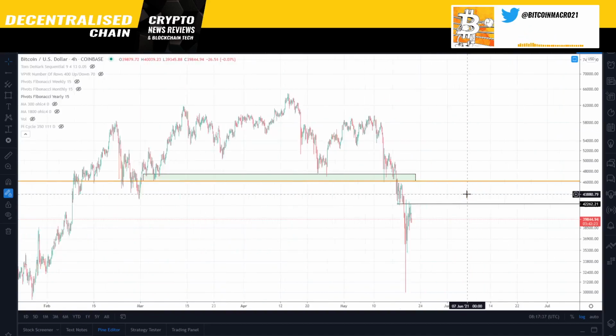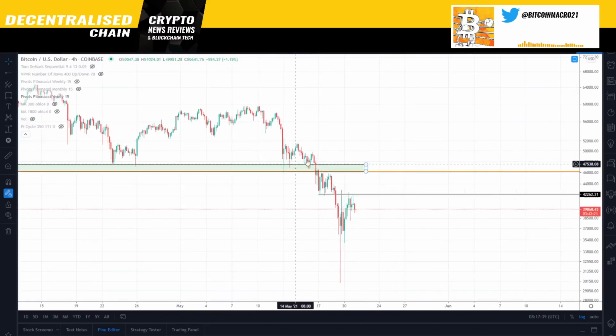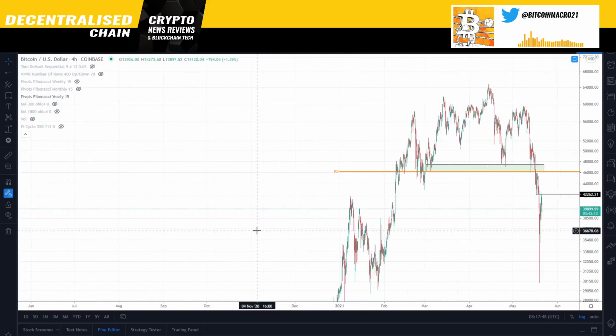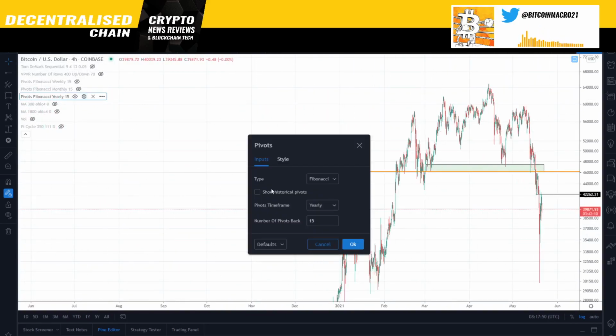Once that broke, here's what happened. You lose that key pivot. The market was really based around it. It was doing very well. It starts crashing down.